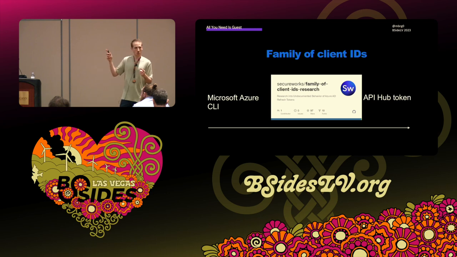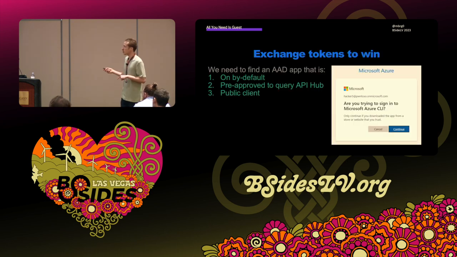I'm going to authenticate to Azure CLI with permissions to do something with Azure CLI, just query the Azure Graph, the Microsoft Graph or something. And then I'm just going to exchange the token for an API Hub token, because PowerApps can get access to this API Hub token. And so this is exactly what I'm going to do.